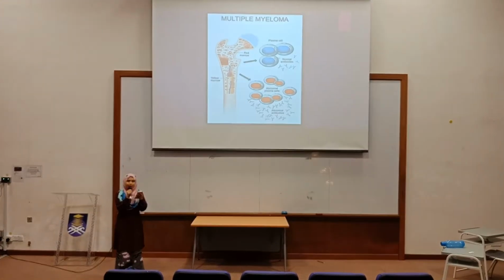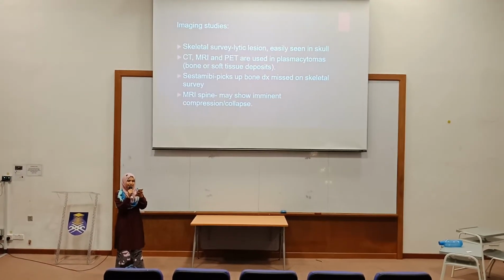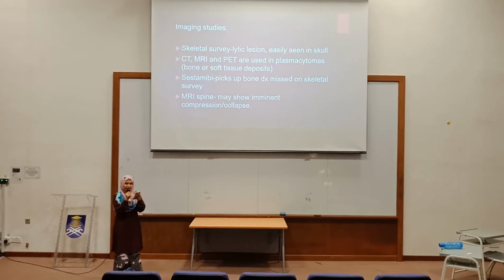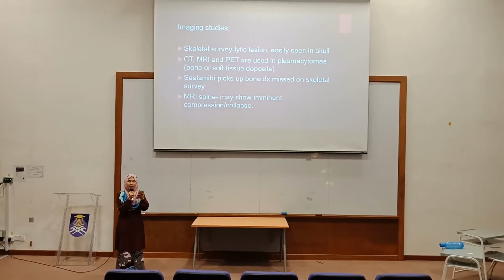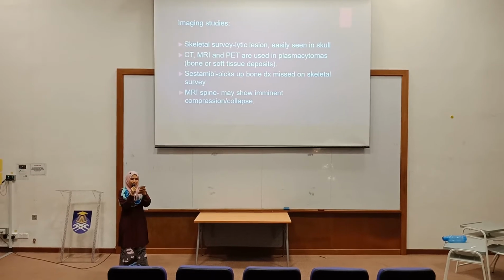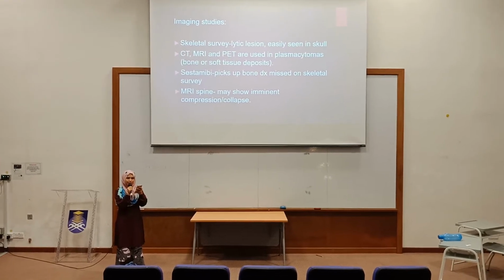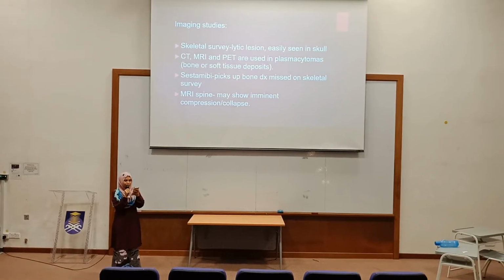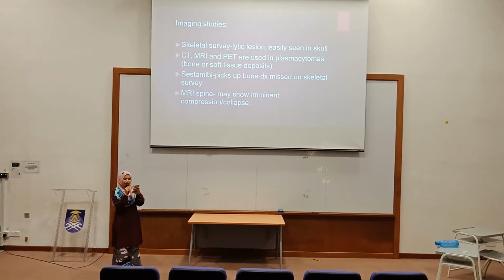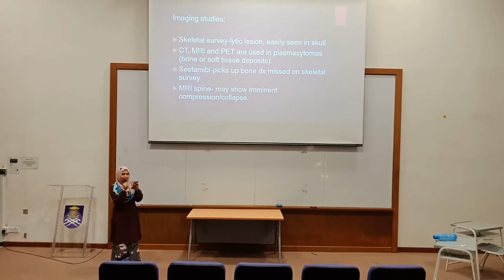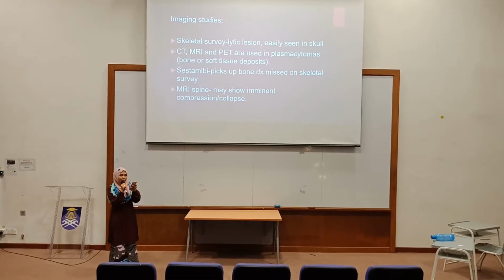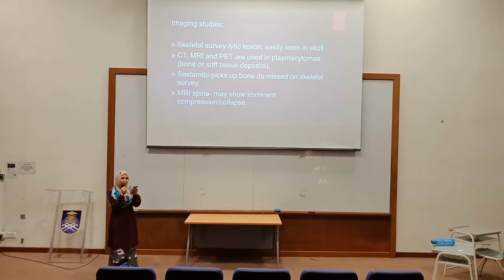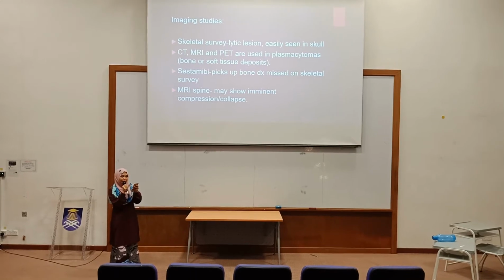And then for the imaging study, there is a skeletal survey, with lytic lesions easily seen in the skull. CT, MRI, and PET are used in plasmacytomas, bone or soft tissue deposits. And then the PET may pick up bone disease missed on the skeletal survey. And the last one is an MRI spine that may show imminent compression or collapse.